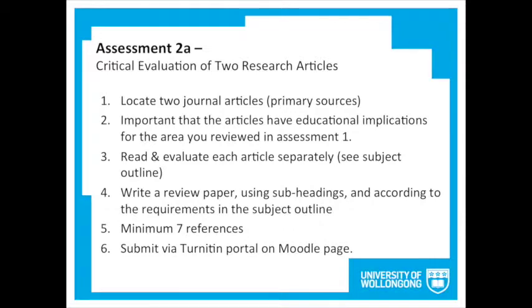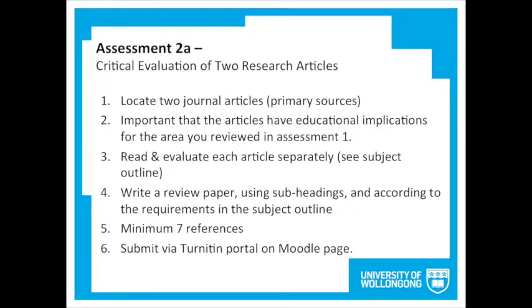Very important that they be primary sources focusing on the topic that you're interested in, and very important that they have educational implications for the area you reviewed in assessment 1. So when you're looking for articles, really important that they be both primary and that they have those educational implications. You need to read and evaluate each article separately. I'll show you the subject outline in a minute, but it spells out for you exactly what you're expected to do in regards to each article.